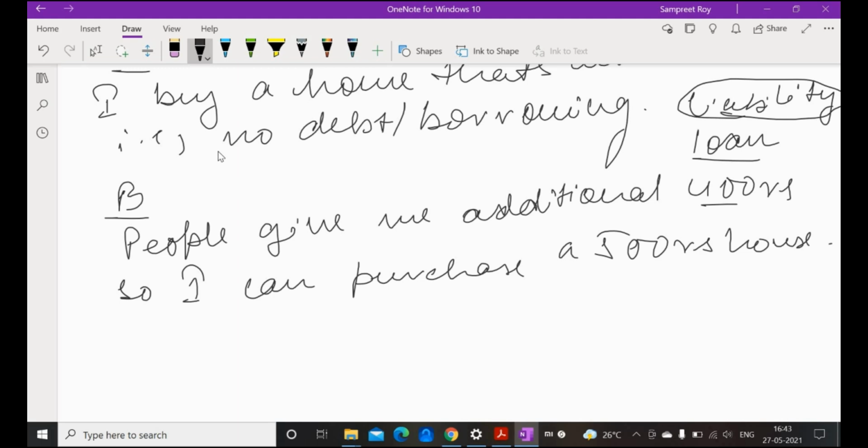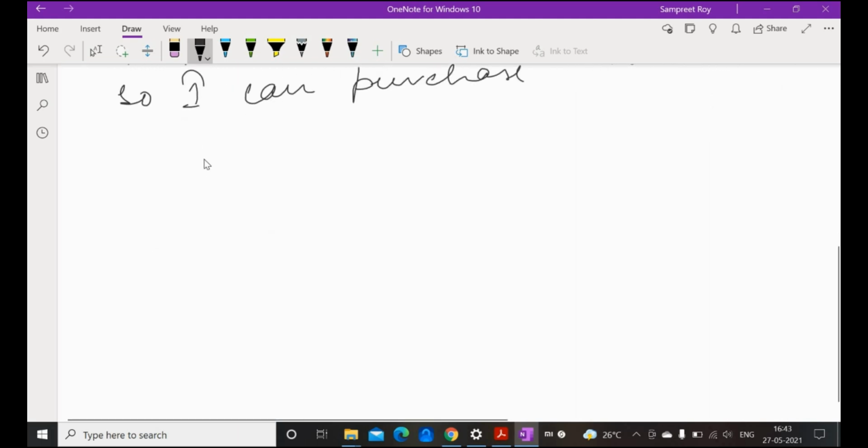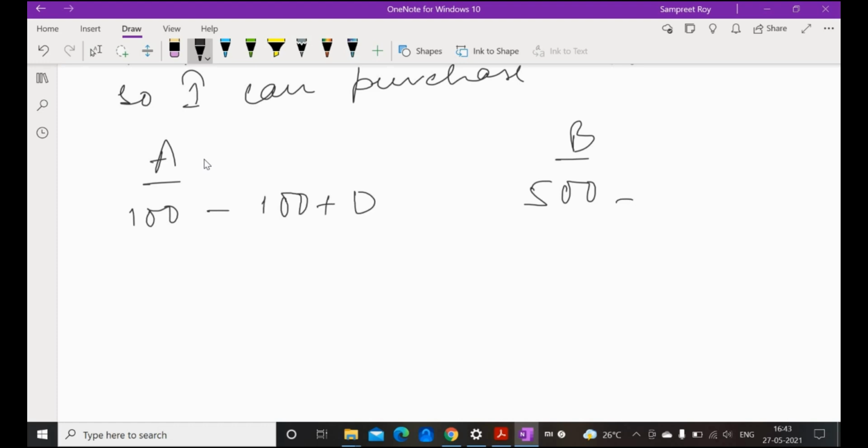But what is the magic of leverage? Let me explain. Suppose the value of the house increases 10% over a span of 1 year, right? So I have house A, I have house B. If I purchase house A, then its value will increase by 10% after 1 year, so its value will be 110.